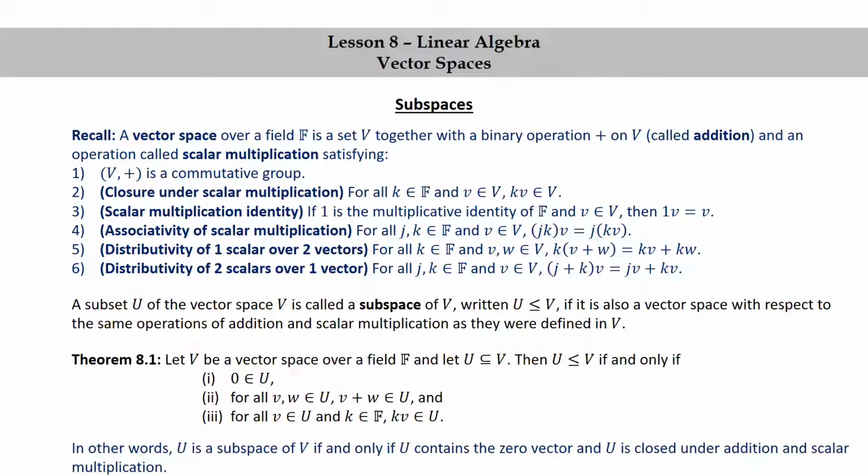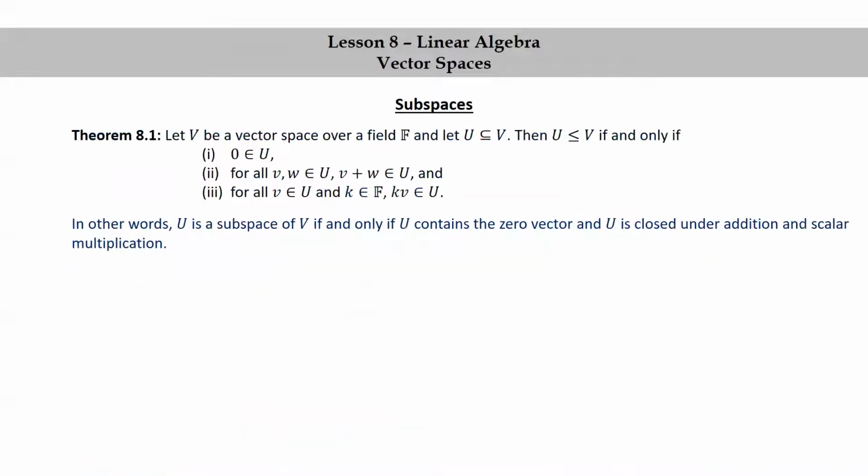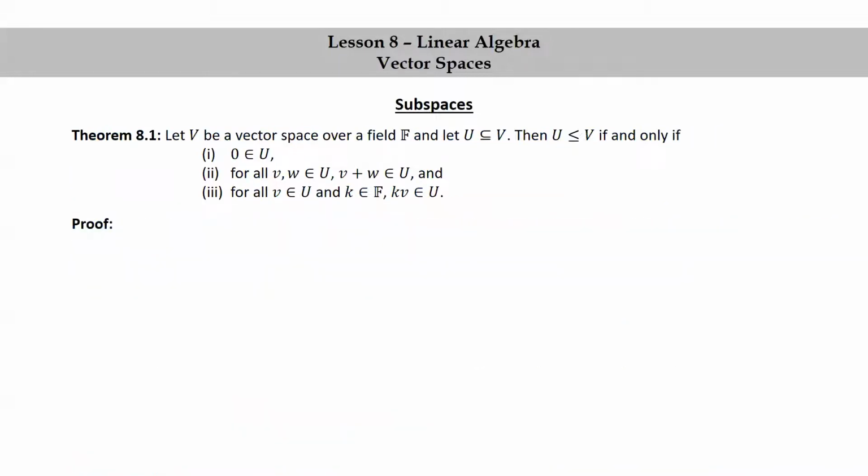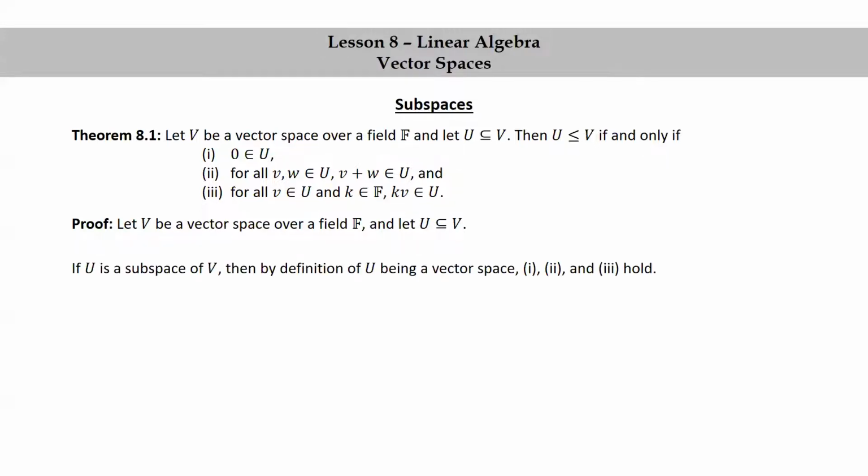In other words, U is a subspace of V if and only if U contains the 0 vector and U is closed under addition and scalar multiplication. Let's go ahead and prove this theorem. Let V be a vector space over a field F and let U be a subset of V. The left to right direction is quite trivial.